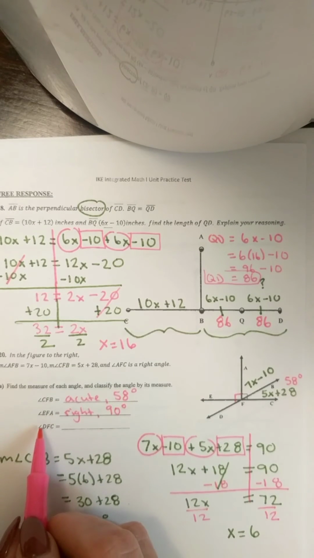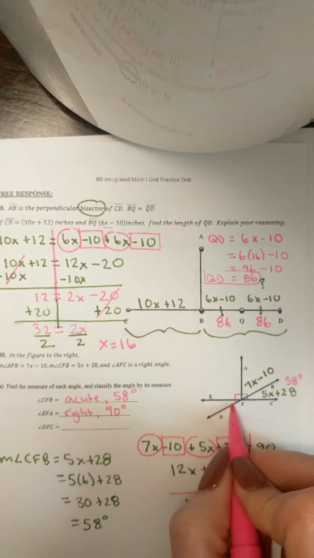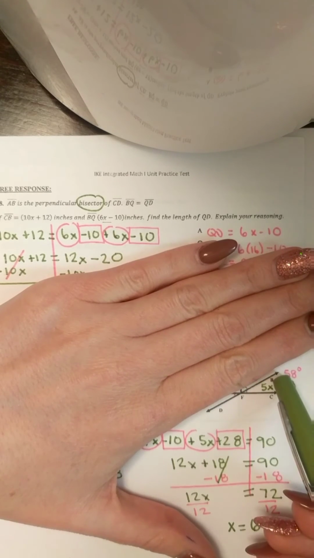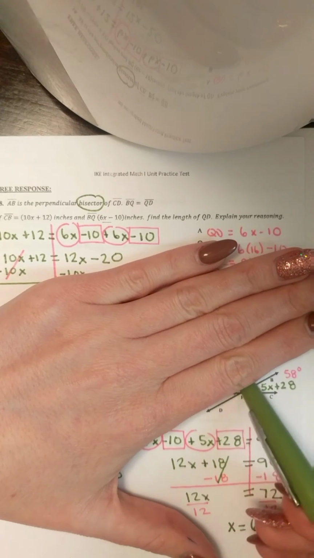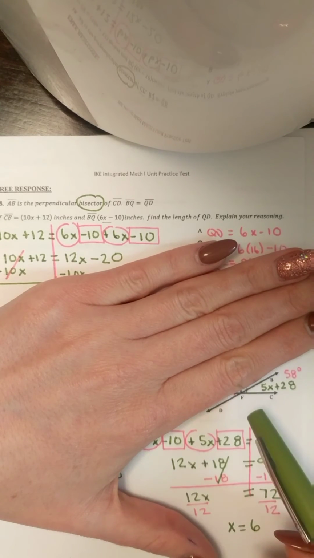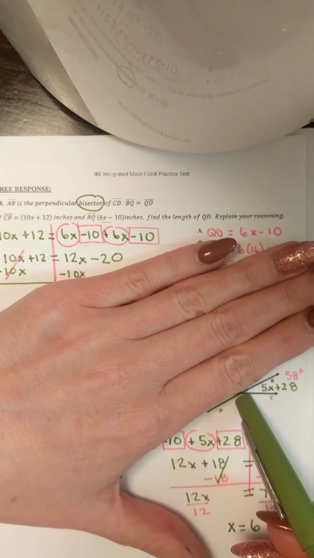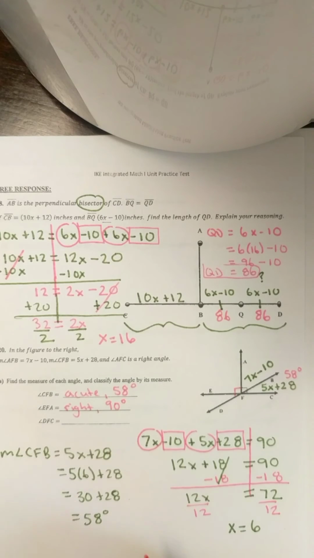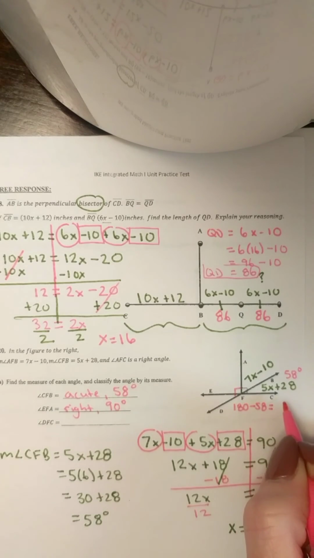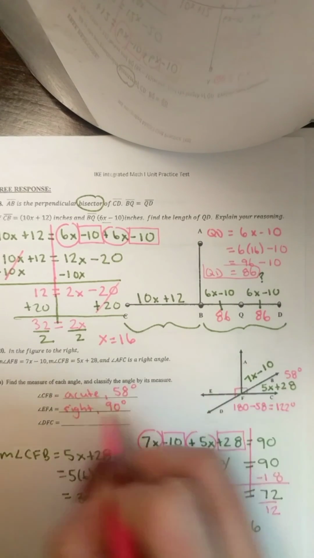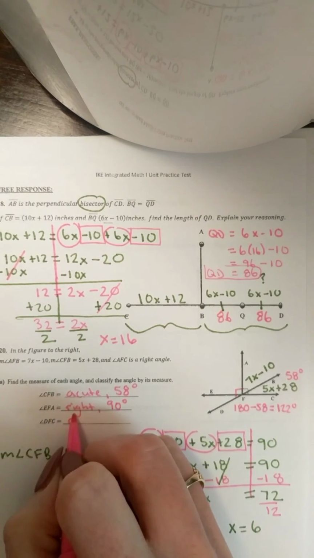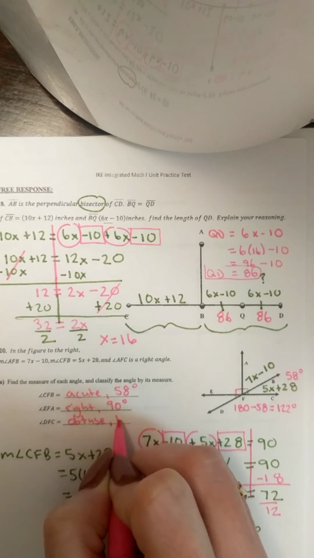Lastly, they want us to find angle DFC. Here's angle DFC. Well, if I cover up half of this, this angle plus this angle makes this line here, and the line is 180 degrees. We already know that this angle is 58 degrees, so we're going to do 180 minus 58 to get this angle. So 180 minus 58 degrees will give us 122 degrees. So since this is bigger than 90 degrees, that means it's an obtuse angle, which is 122 degrees.